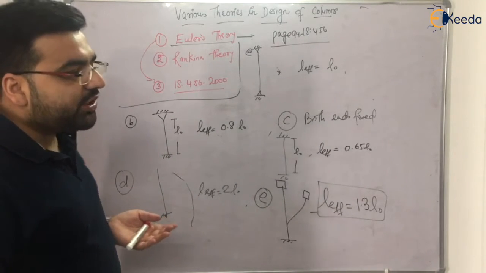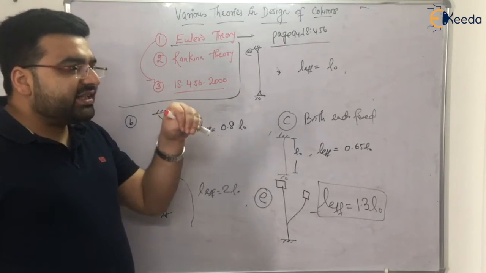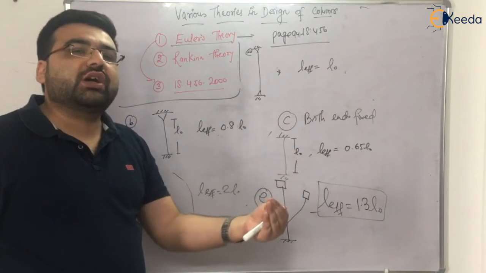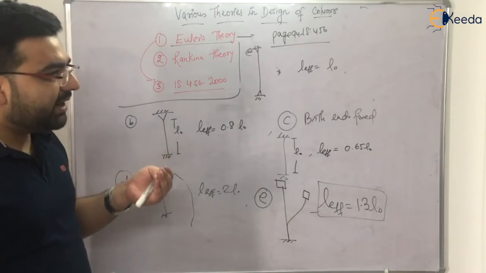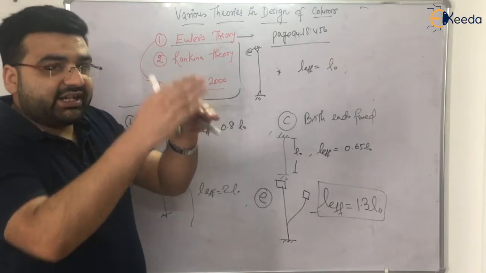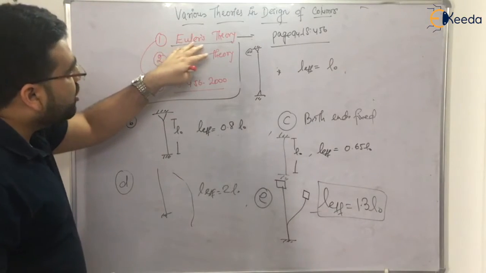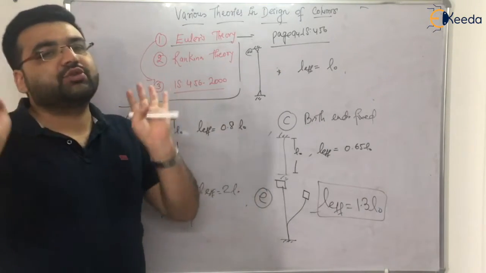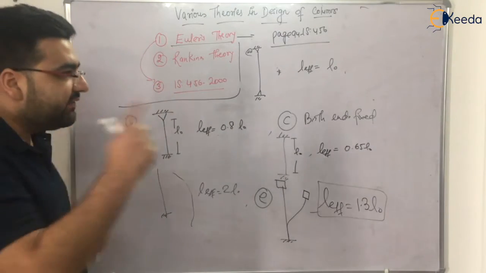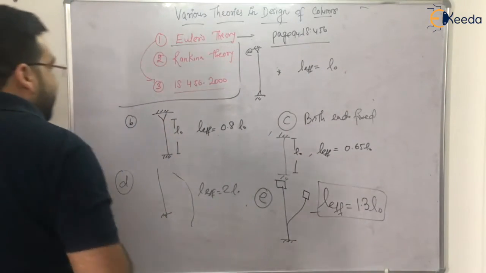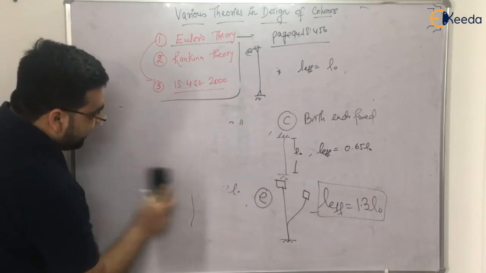But obviously Euler's theory has some limitations. When Euler's theory was derived, eccentric loading was not taken into consideration that much. If eccentric loading is not taken into consideration, and it is a long column, there can be buckling also. So Euler's theory is basically for short columns only. But if you have long columns, there can be buckling also. Now let me tell you, Rankine's theory comes into picture.